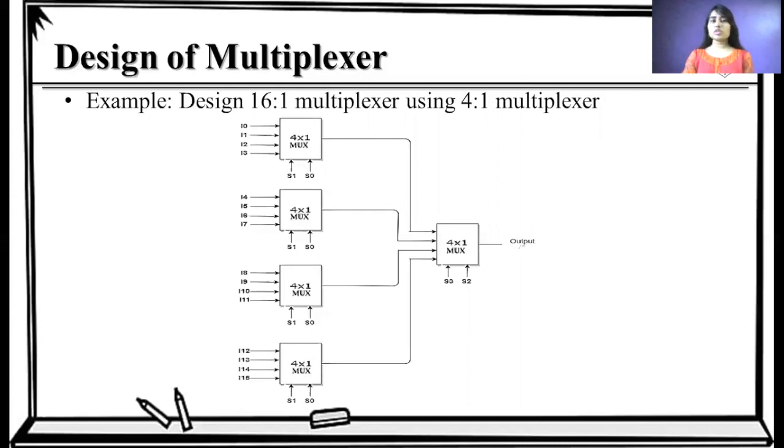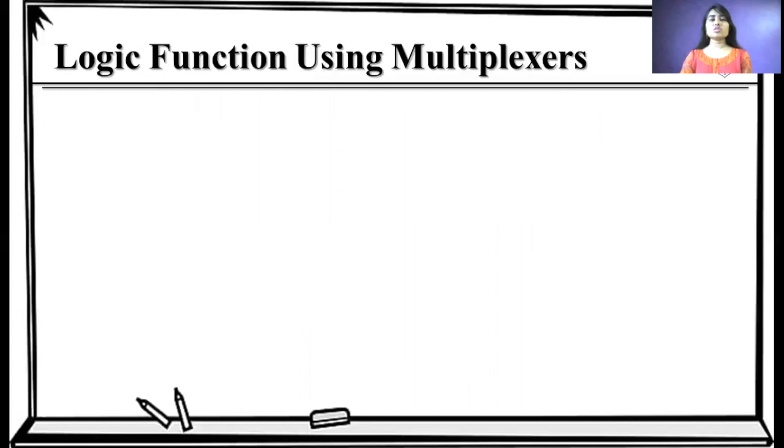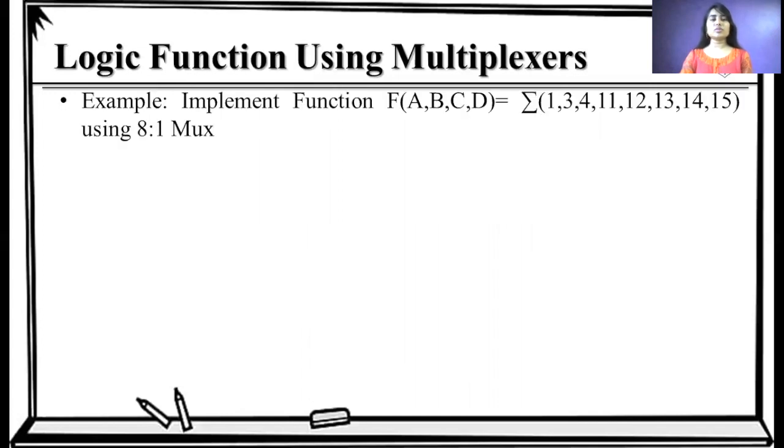We can also implement logical functions using a multiplexer. So let's discuss this. Here we have an example. Implement the function f(a, b, c, d) equals summation of 1, 3, 4, 11, 12, 13, 14, 15 using an 8 cross 1 multiplexer. So how can we implement this using an 8 cross 1 multiplexer?